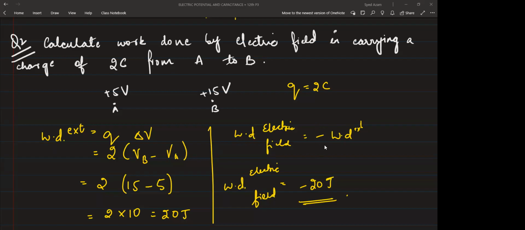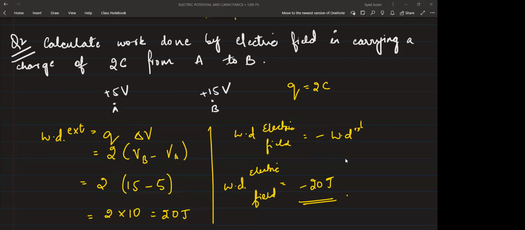Negative here we are taking because the electric field and the external work done are in the opposite direction. The electric field is within your system internally. An external force is bringing the charge from infinity to that point. So that's why they both are in the opposite direction, so a negative sign is put. And everything is done against the electric field. In our definition also, in one of the definitions, we had it against the electric field. That's why a negative sign is put.